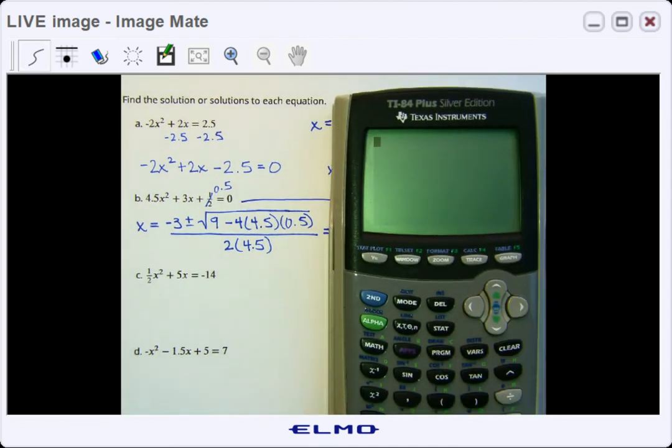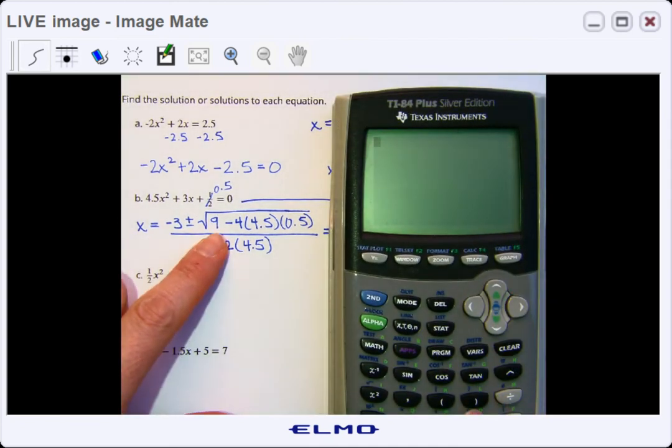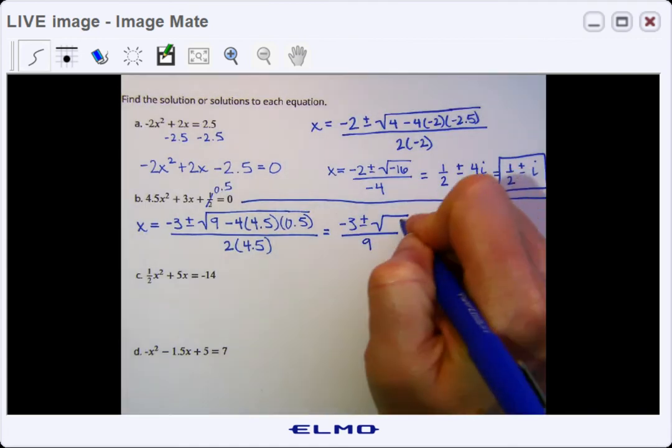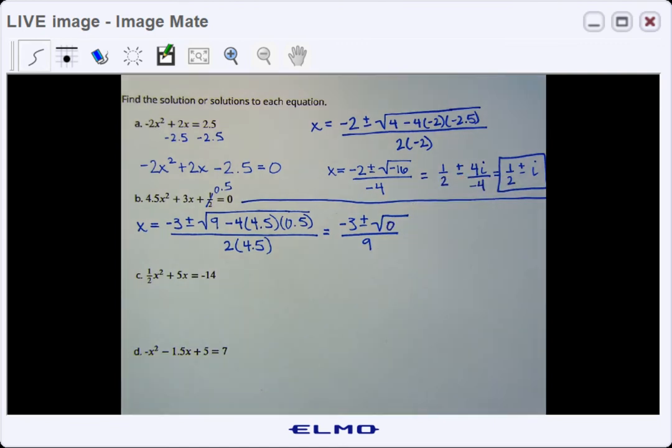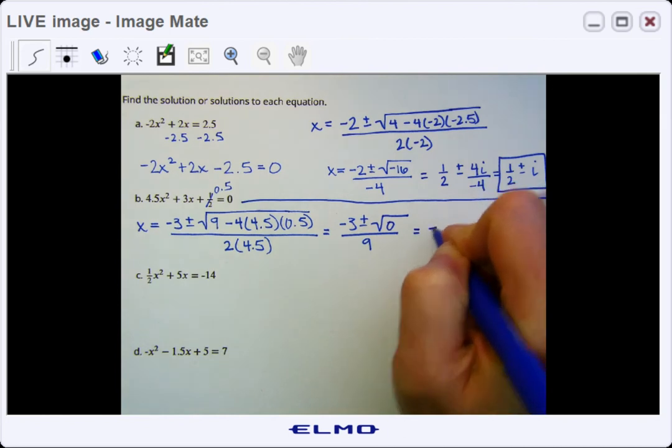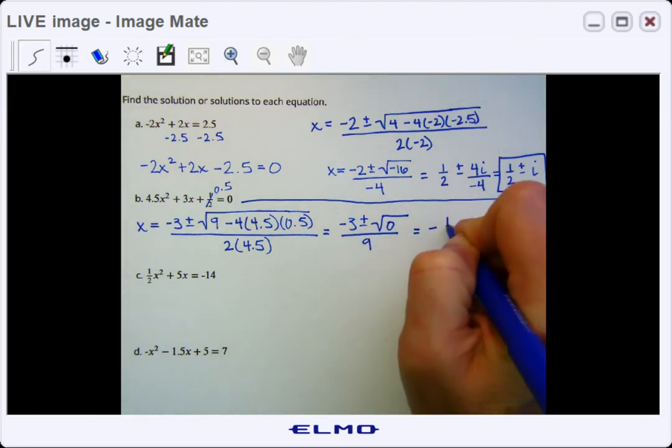All right, so the number under the square root, the discriminant, 9 minus 4 times 4.5 times 0.5, is actually equal to 0. So I'm adding and subtracting the square root of 0, which is simply 0. So the final answer here is just -3/9, or -1/3 once we reduce it.